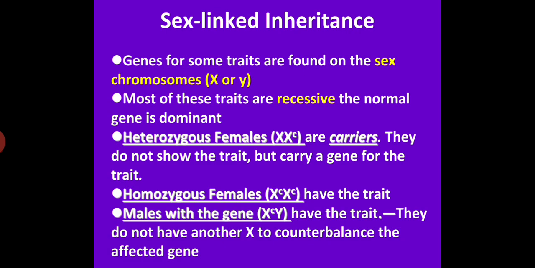The genes for some traits are found on the sex chromosomes X and Y. Most of the traits are recessive and the normal gene is dominant. Heterozygous females are carriers. They do not show the trait but they carry the gene for the trait. Homozygous females have the trait. The males with the gene on XY have the trait. They do not have another X to counterbalance the affected gene.